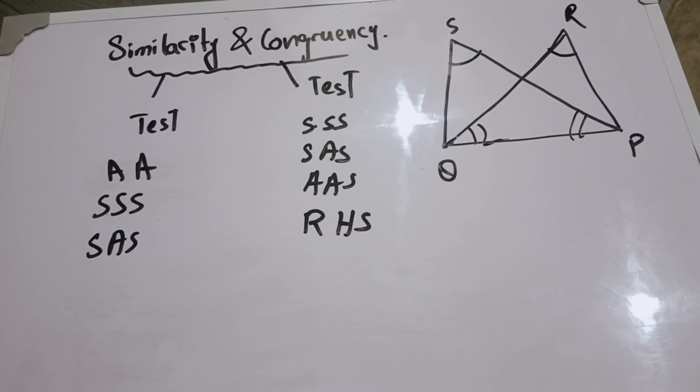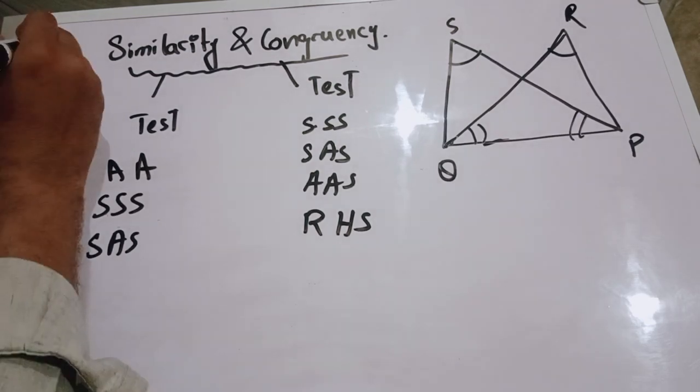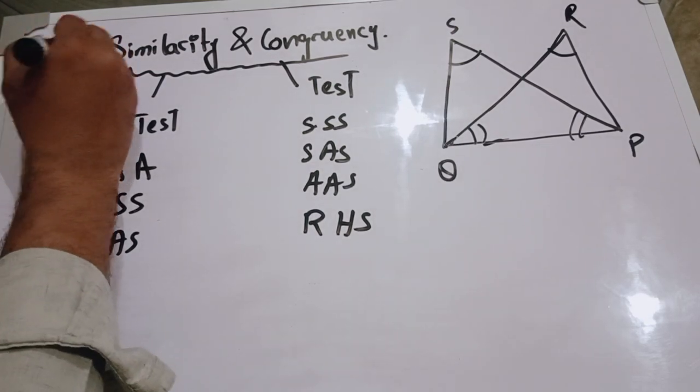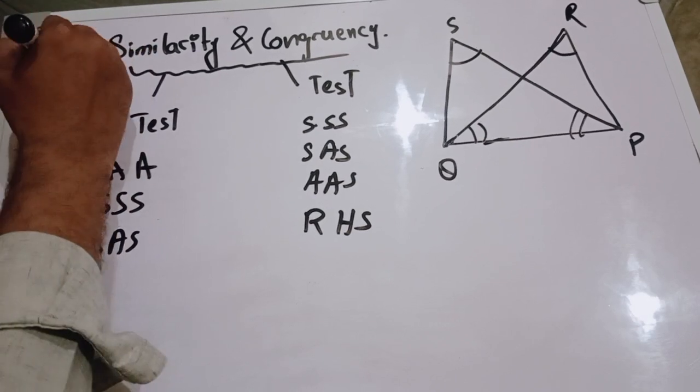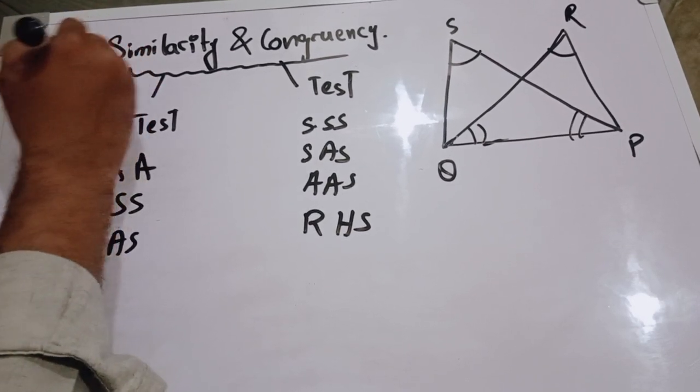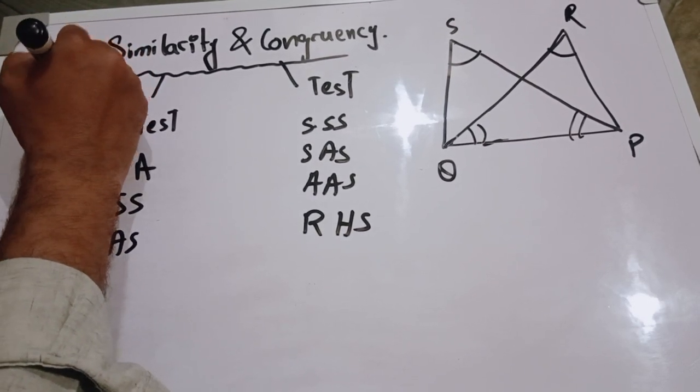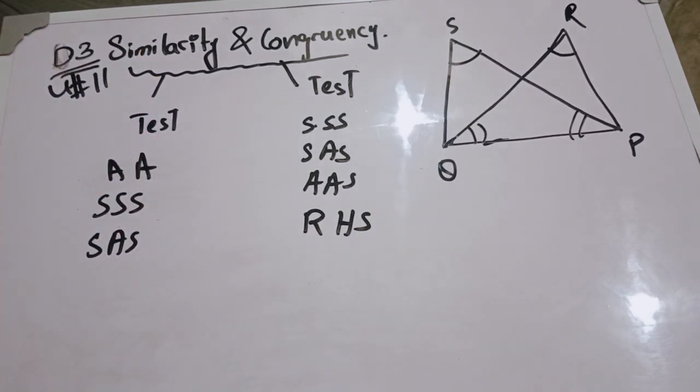So right now we're discussing your book D3, and the topic of D3, unit number 11. Unit 11 is based on similarity and congruency. Initially, whenever we talk about similarity and congruence, what is similar or what is congruent?